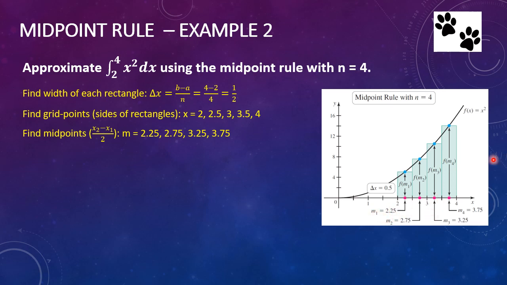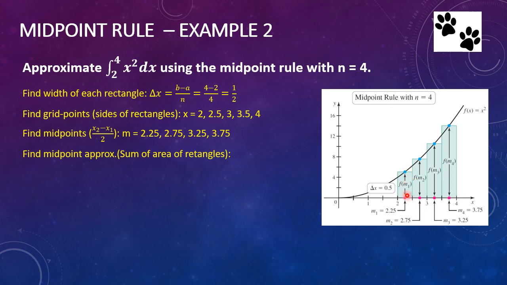Now we're ready to approximate the area under the curve by summing up each of the rectangles' areas, which is of course width times height. So the width is always the same, which is 0.5 or 1/2, and the height is going to be the midpoint value plugged into the function x squared. So what we have now is 2.25 squared times 1/2 plus 2.75 squared times 1/2 plus 3.25 squared times 1/2.